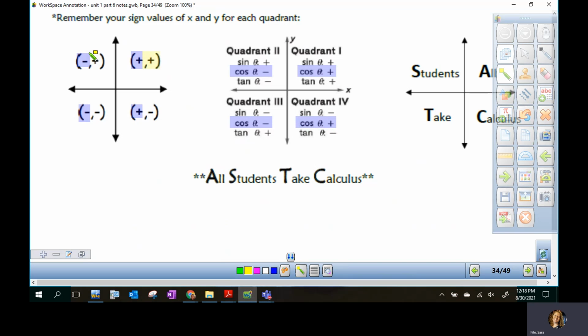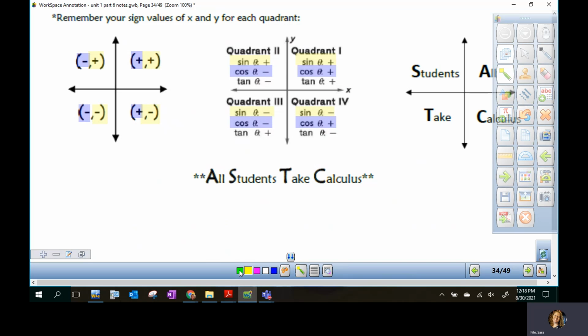Now we can look at the y value of the points in each quadrant, and we know that that corresponds to sine. So in quadrant 1, sine is also positive. In quadrant 2, sine is still positive. But in 3 and 4, sine is negative.